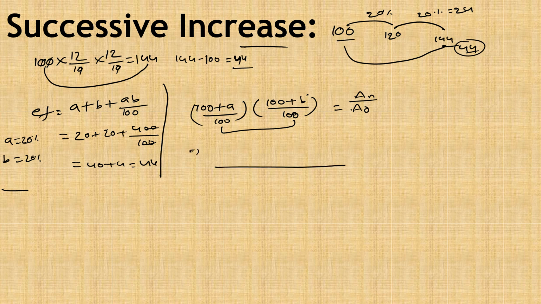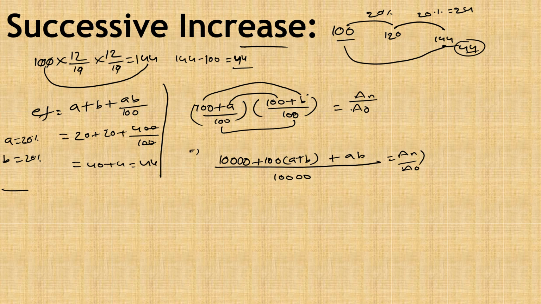If you multiply it, in the denominator we will get 10,000. The numerator also will get 10,000 plus 100 into b plus 100 into a plus ab. If you take 100 as common, we will get 10,000 plus 100 into a plus b, plus ab. This is An by Ao. If you subtract An minus Ao, we will get the effective change in the number. An minus Ao is equal to 10,000 gets subtracted. We are left with 100 into a plus b plus ab.